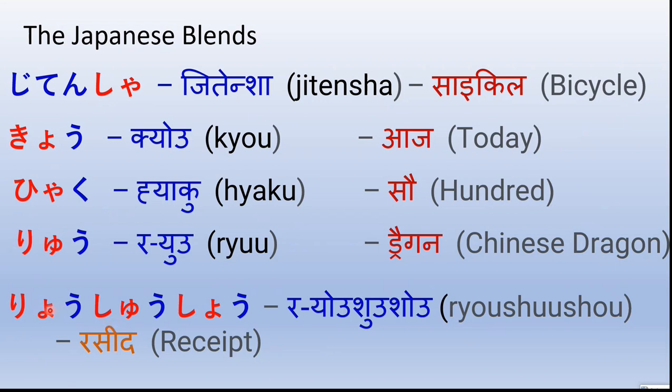See here, there are three blended sounds. First is the ryo, then we have the shu, and then we have the sho. So this is an excellent example of blended sounds in a Japanese word. Ryo shu sho. A very, very important word, which means money receipt.